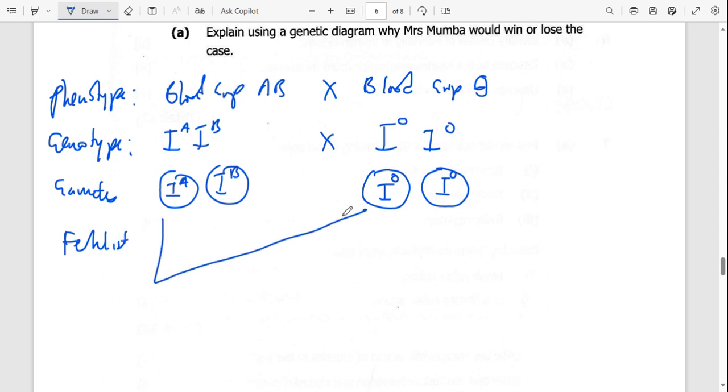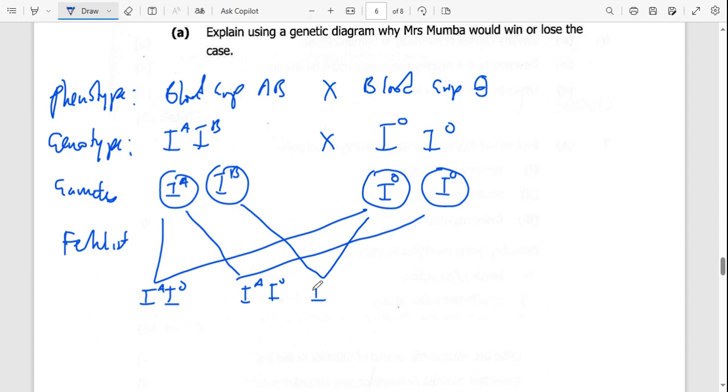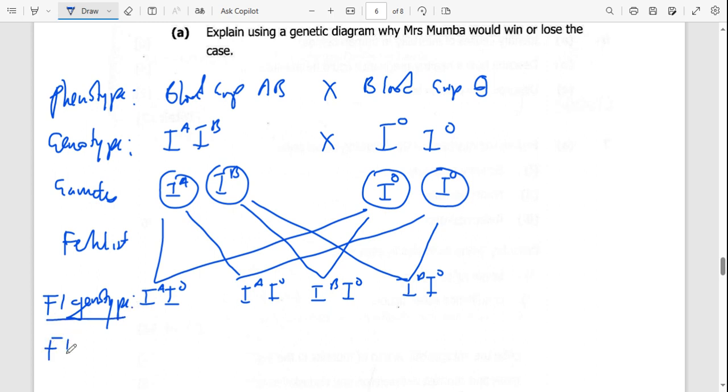This can cross with that, so that is going to be I^A I^O. This can also cross with this, I^A I^O. This crosses with this, I^B I^O. This crosses with this, that is I^B I^O. This is the F1 genotype. That's the genetic makeup. Underline it. The F1 phenotype.